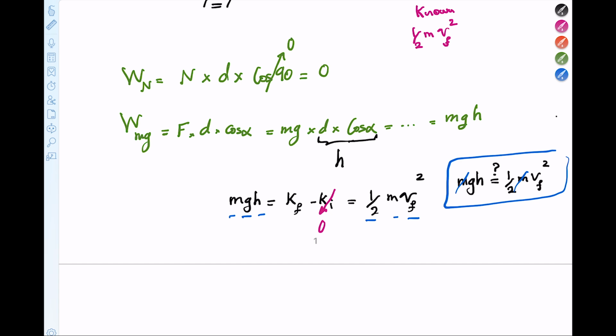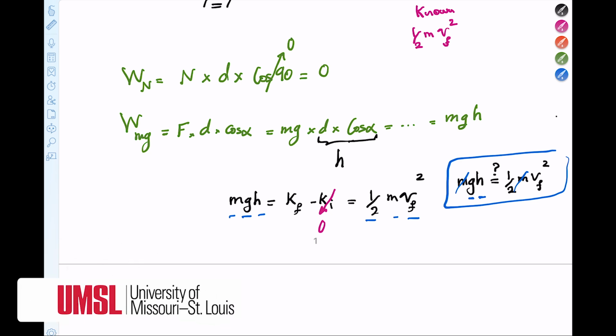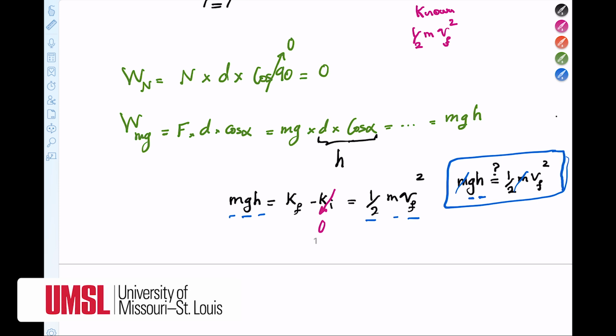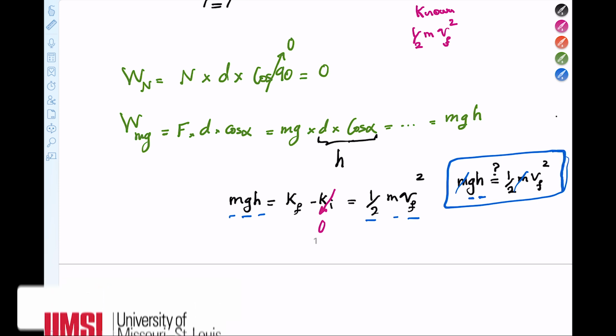So what you want to test in the lab is whether g times h, gravitational constant times height, equals half v final squared. V final is the one that the computer in the lab is giving us, using the photo gate, and h is the height of a block. So that is the lab. The next step will show you what we have set up in the lab, and we'll go from there.